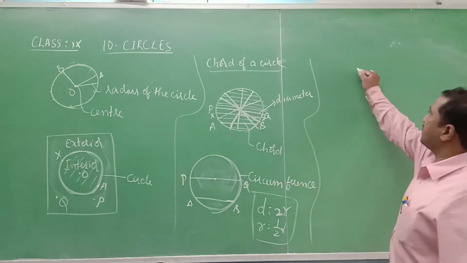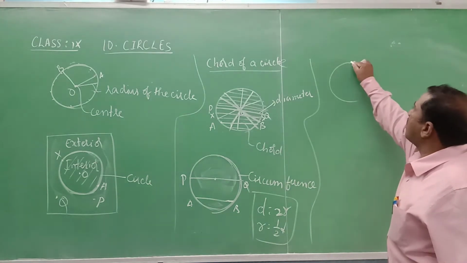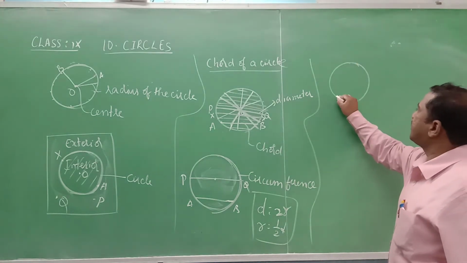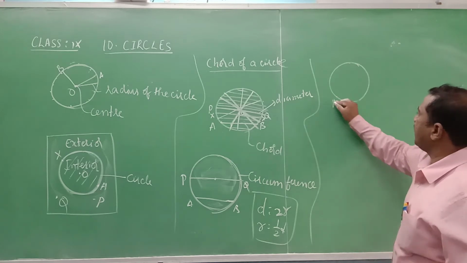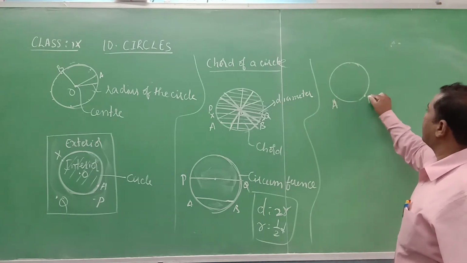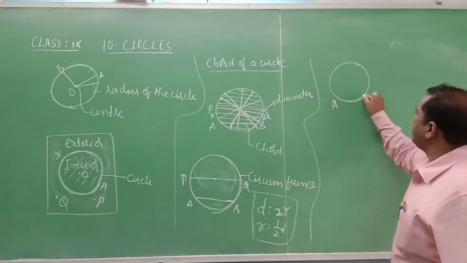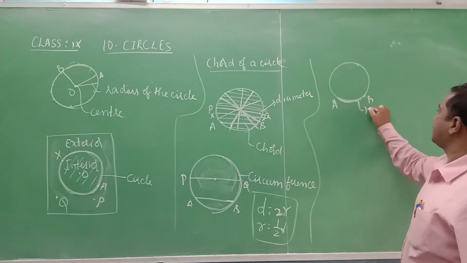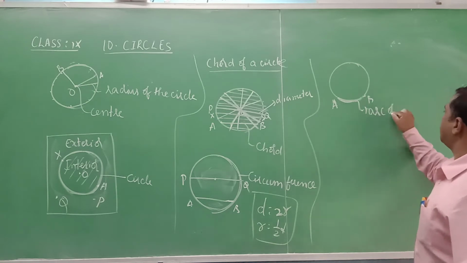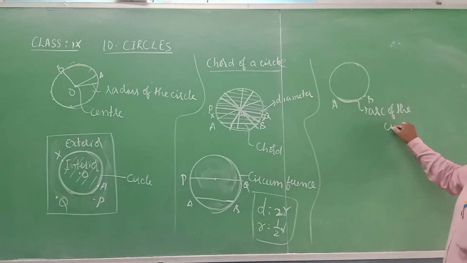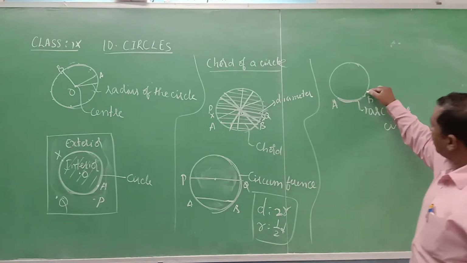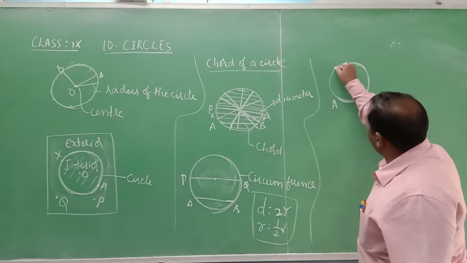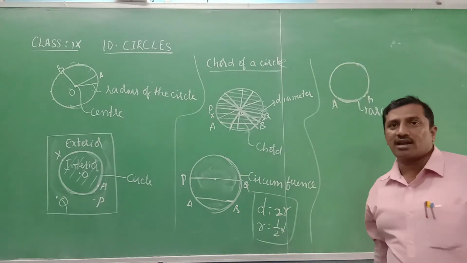Now, a piece of the circle is known as arc of the circle. Let us consider A. This is A, and here it is B. A piece of the circle. This piece is known as arc of the circle. And the remaining piece, this is BA or AB. This is also an arc.